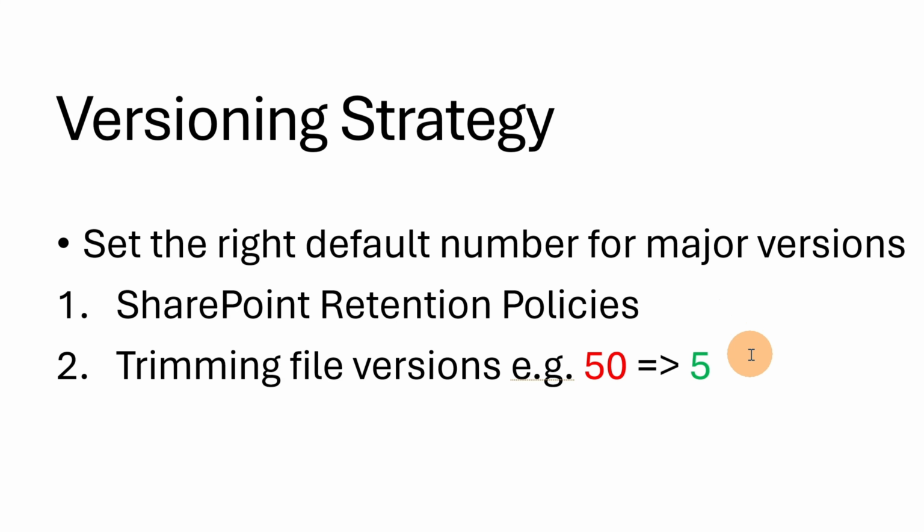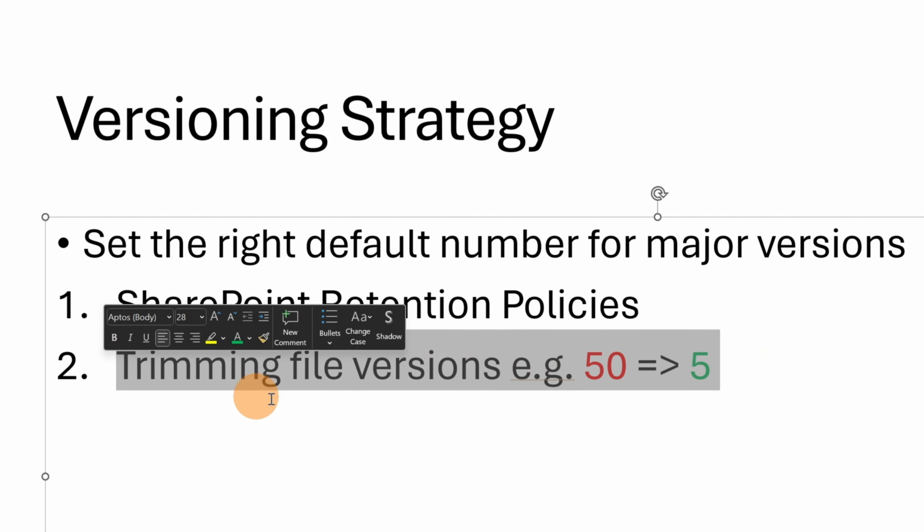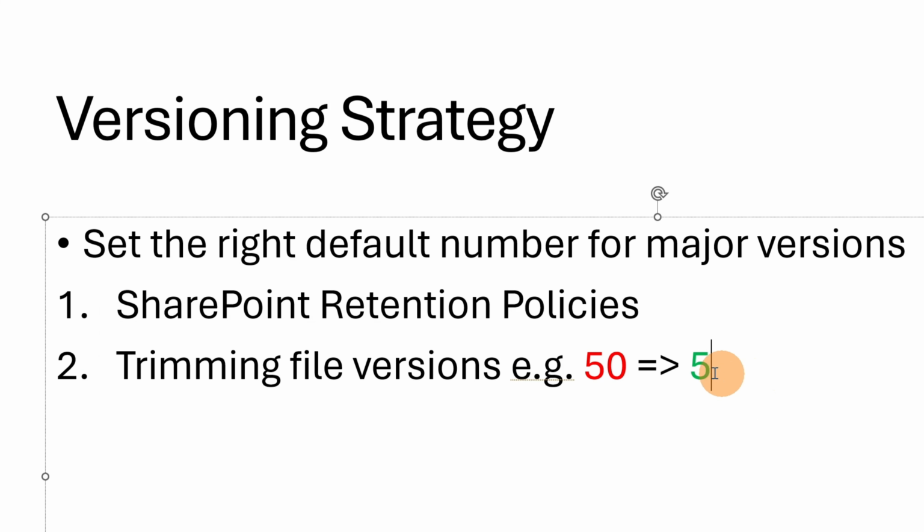The second approach, and this is what I'm going to cover in this video, is trimming file versions. It means that if you have 50 versions of a file in a document library, you can reduce this number by running a PowerShell script. You need admin rights to do that, but you can change this number manually if you want as well. We have an example here: given 50 versions of a file, you can trim this down to 5, for example. So you're going to keep just the latest 5 versions of your file.